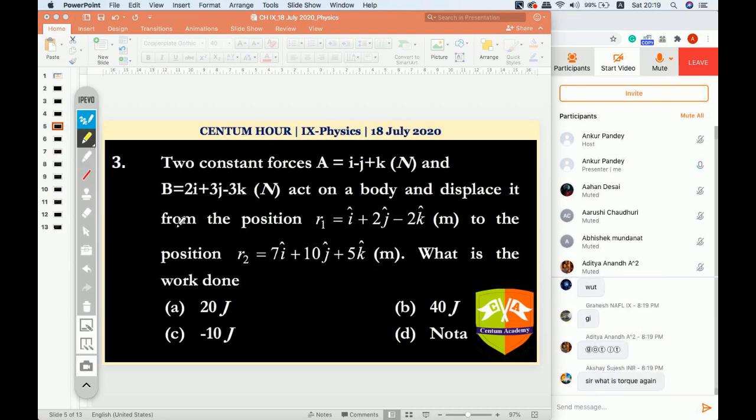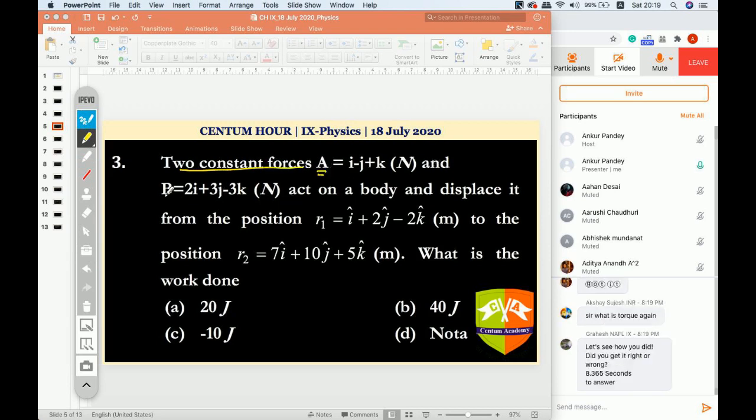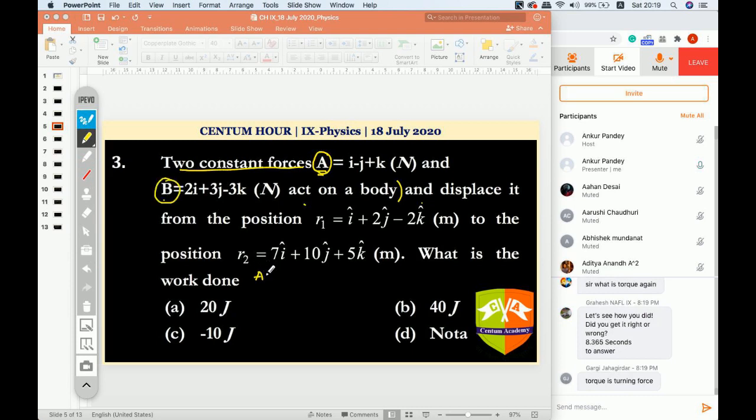Relax, Manisha. Two constant forces, A and B, act on a body. So when two forces act on a body, we have to calculate the total force acting on the body, and that will be calculated by A plus B. Okay?